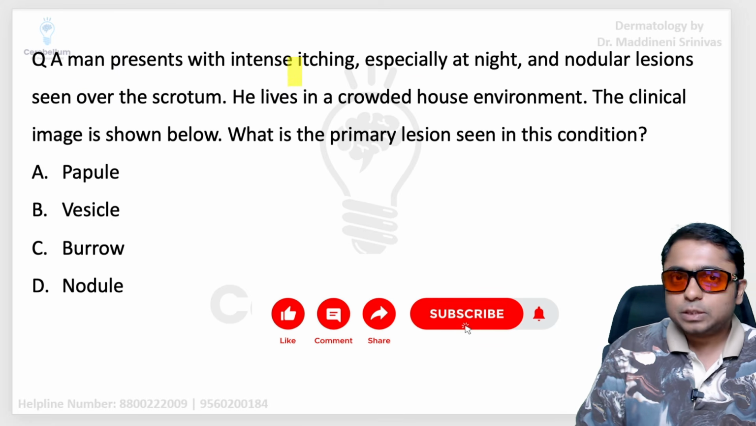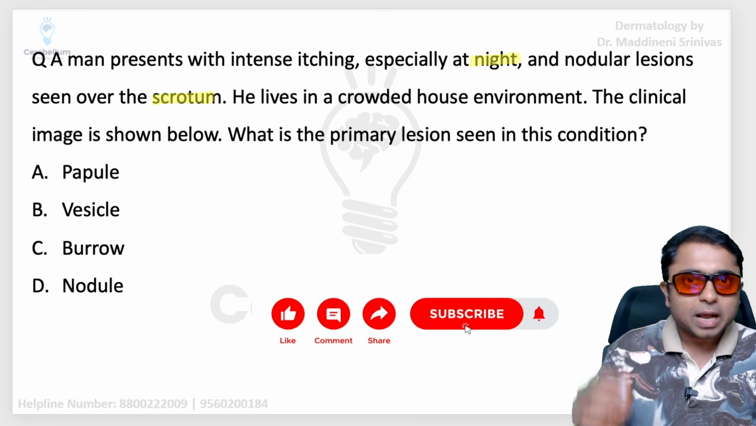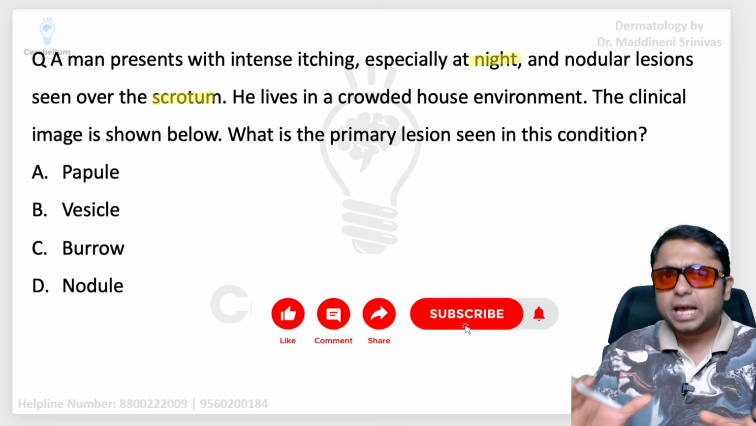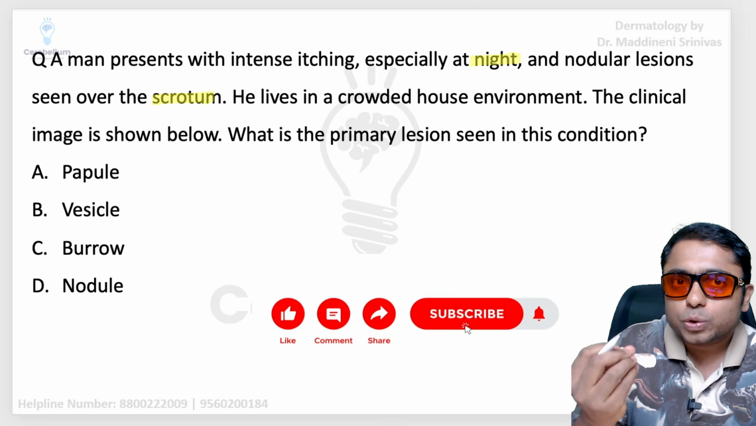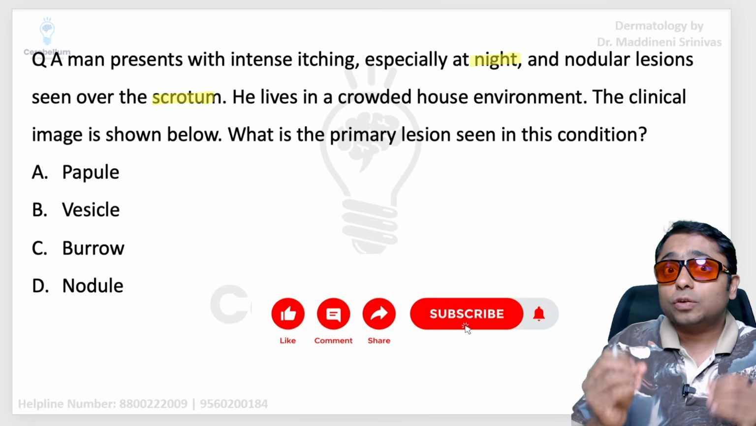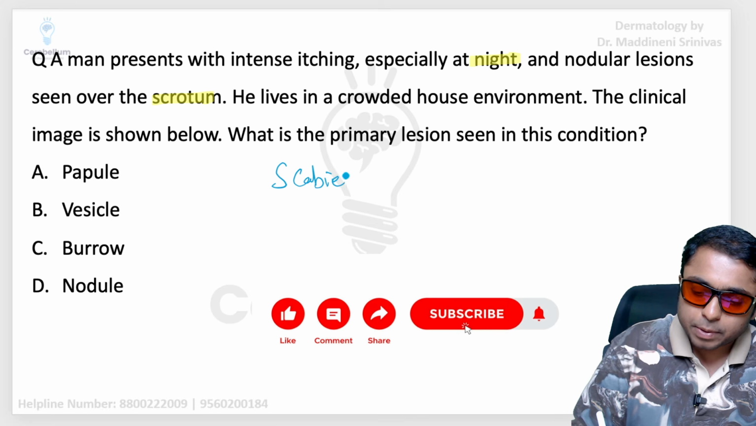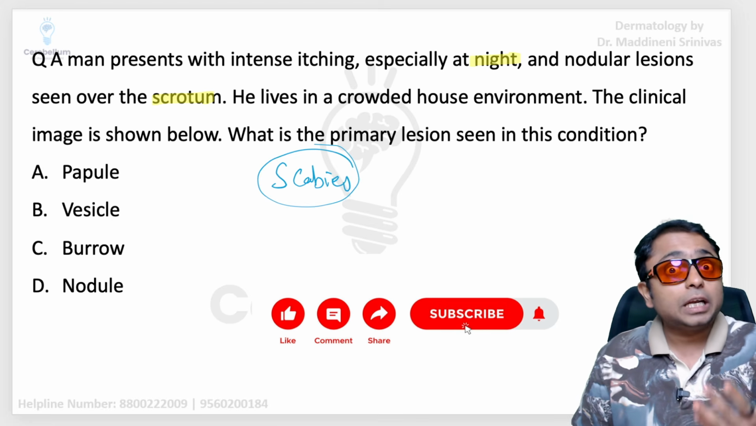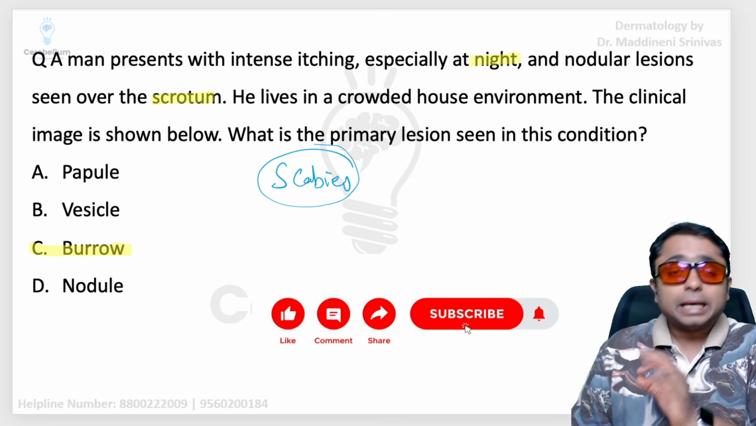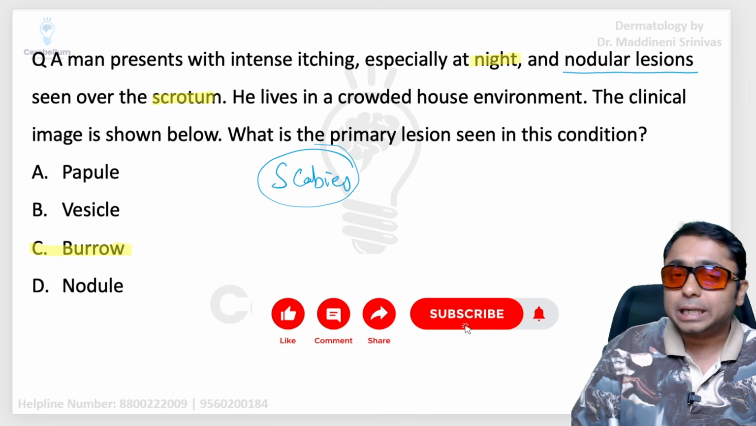A man presents with intense itching, especially at night time. Nodular lesions are seen on the scrotum. He lives in a crowded house environment. The clinical image is shown below. They have told that there was a picture showing nodular lesions over the scrotum. By this time, if you have thought of the diagnosis as scabies, your diagnosis is perfectly right. And remember, in scabies, what is the primary lesion seen? Yes, it is the burrow. And remember, dear students, in scabies the scrotum can have nodular lesions, which is mentioned in this question.